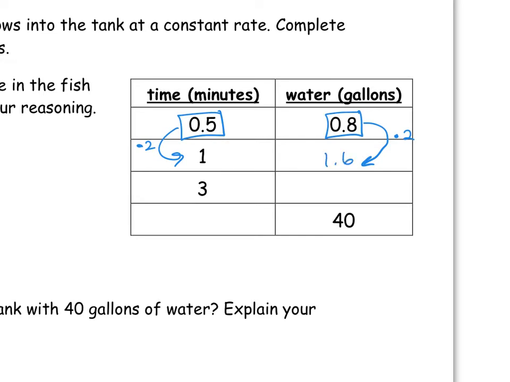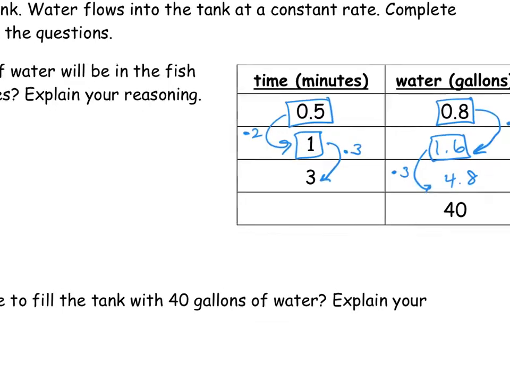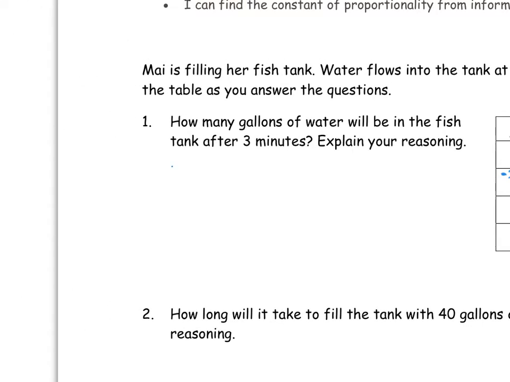I can then repeat that, and this time when I go down, I'm going to multiply by 3, right? Because it's increasing from 1 to 3, so that's tripling, so I'm going to multiply by 3. 1.6 times 3 is 4.8. So we would say there are 4.8 gallons of water.